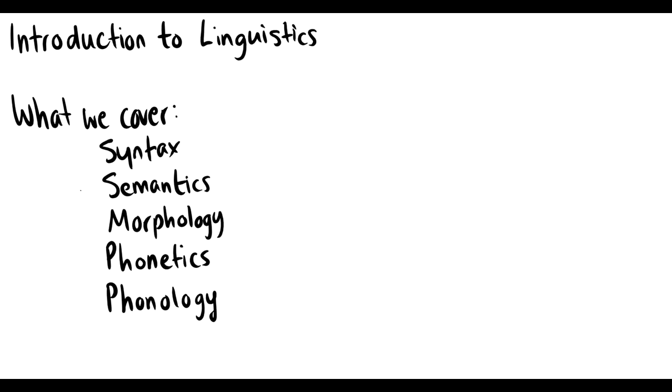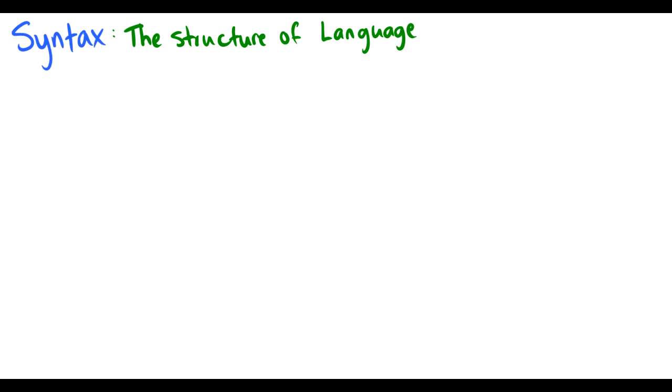So if you're looking for historical sociolinguistics, or specifically discourse, or something a little bit more advanced, probably not yet the topic for you. So what are these 5 things? Well, we'll start with syntax. And syntax is the structure of language.